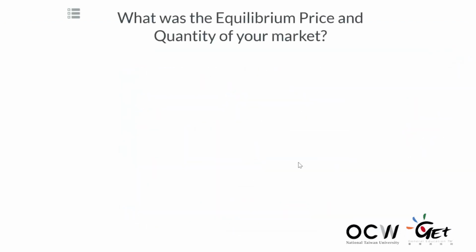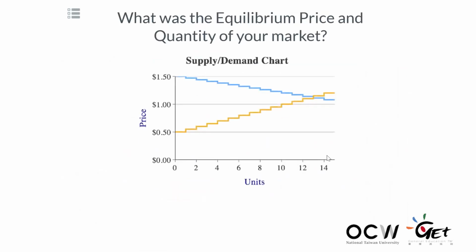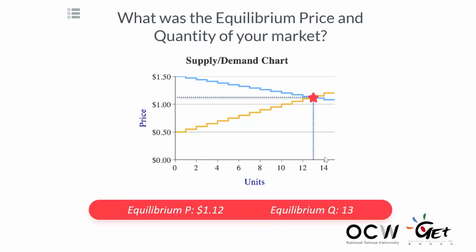So we went through the first part, which is the market forces working. So what was the equilibrium price and quantity of your market? Here I'm showing you the supply-demand schedule. We just went through chapter 7, so you should know that each step is the marginal buyer's willingness to pay or the marginal seller's cost. And so the equilibrium price is 112 with the equilibrium quantity of 13.